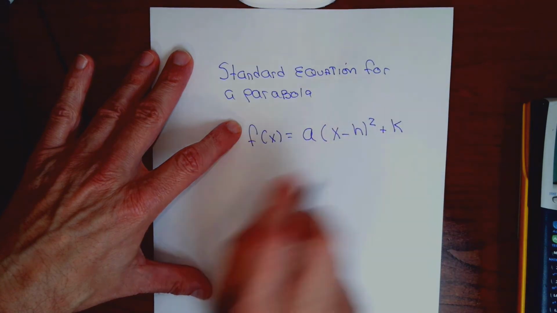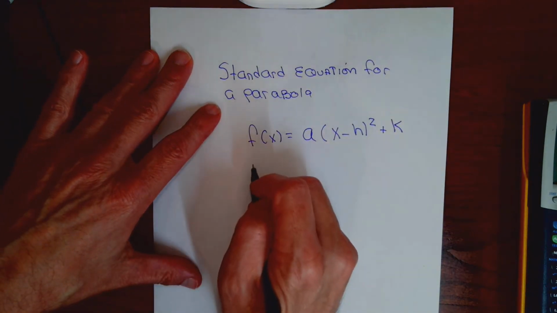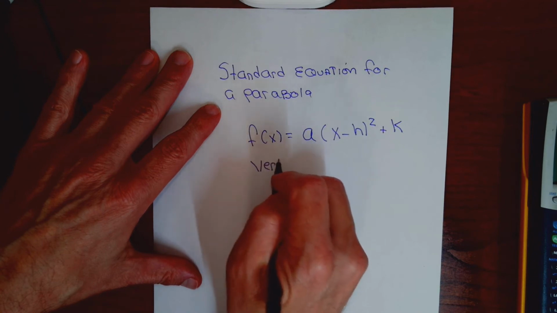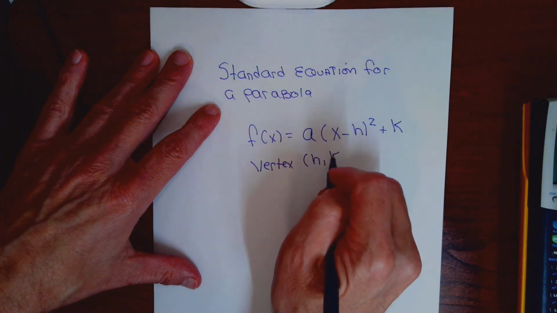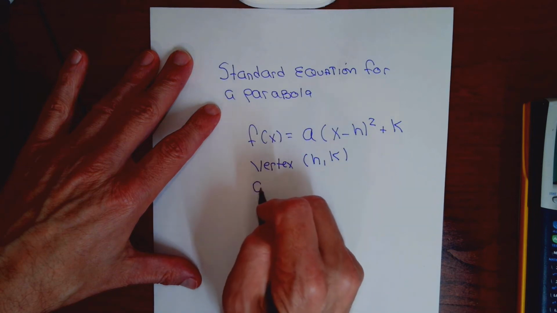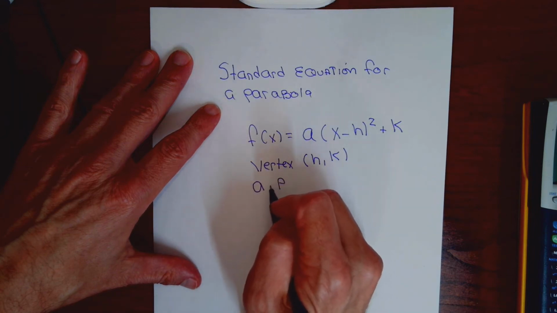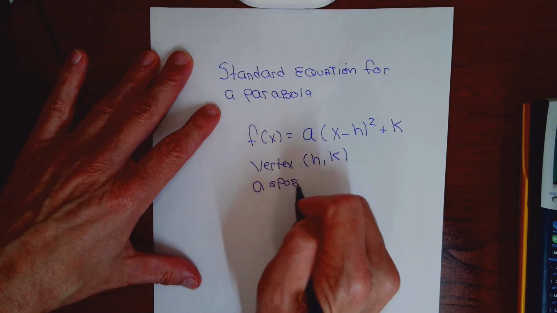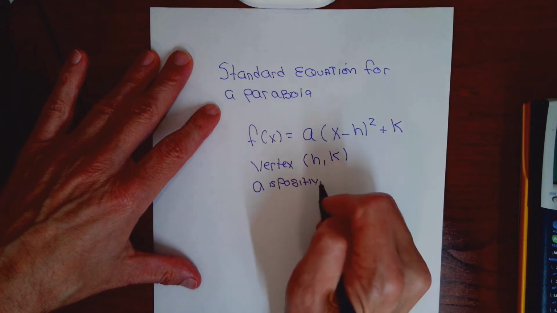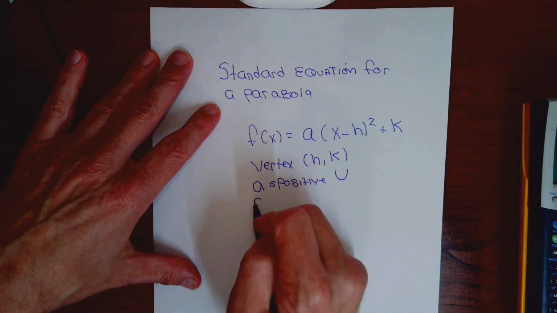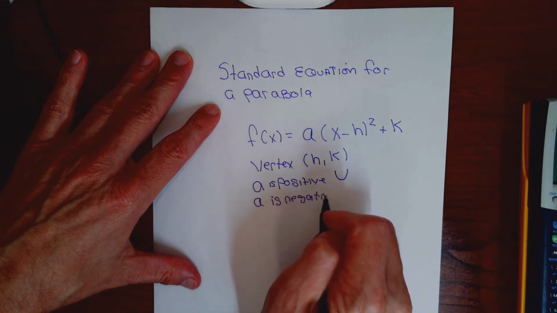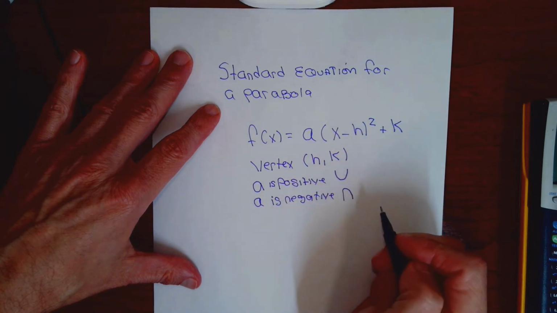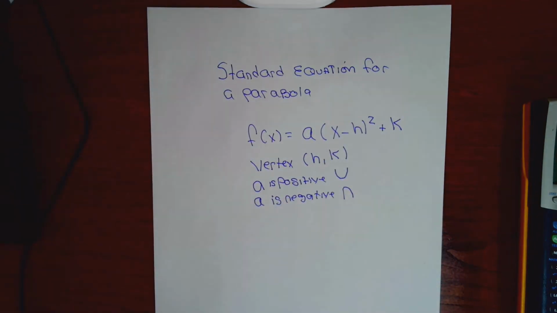It has a minus in the formula just like the circles did. And in this particular problem, the vertex for this formula is the point h, k. If the a is positive, the parabola opens this way. If the a is negative, the parabola opens that way. And of course, if the a is bigger than 1, it gets narrow. If the a is between 0 and 1, it gets wide.